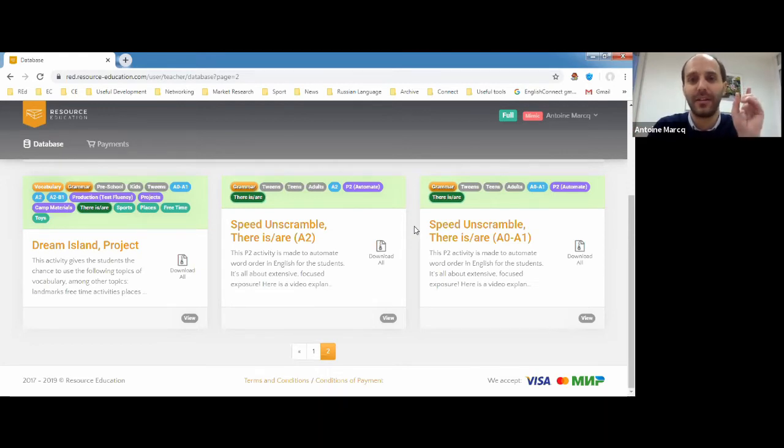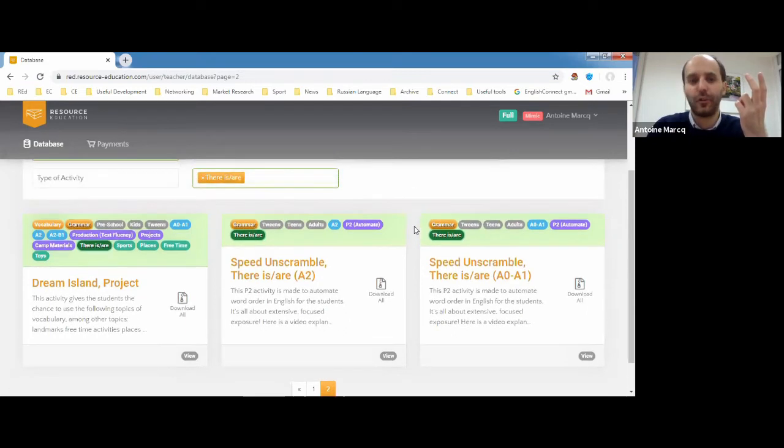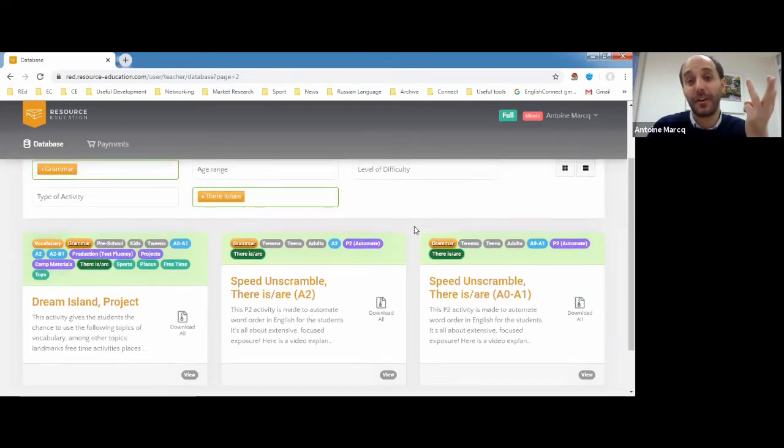It can be done in speaking format. It can be a presentation to the rest of the class. It can be trying to convince other people to come to your Dream Island as a tourist destination. And it can also be a written project.